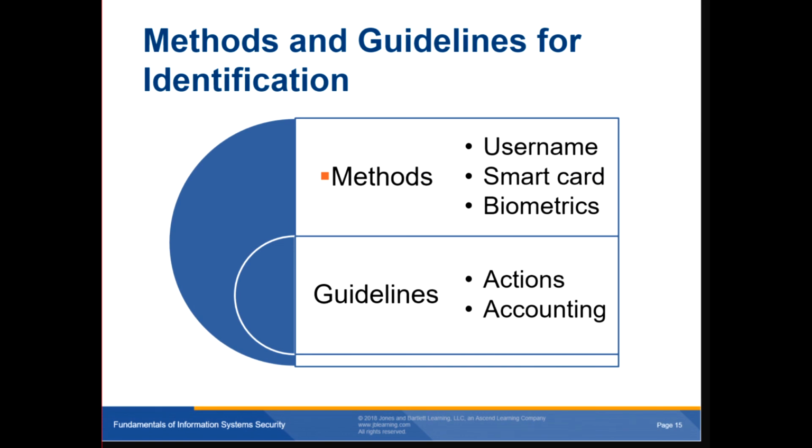Our last slide in this first of four sets, we talk about methods, username, and smart card biometrics, methods and guidelines for identification, and the guidelines are actions and accounting. Identification guidelines to ensure all actions carried out in a computer system can be associated with a specific user. Each user must have a unique identifier. It's important for each user to have a different user account from any other user. Your account policy should prohibit generic accounts and user account sharing.